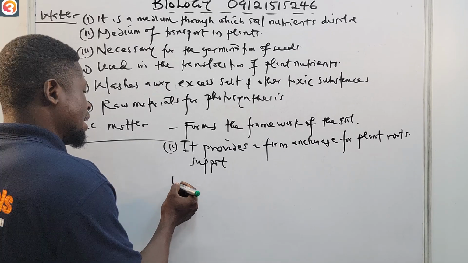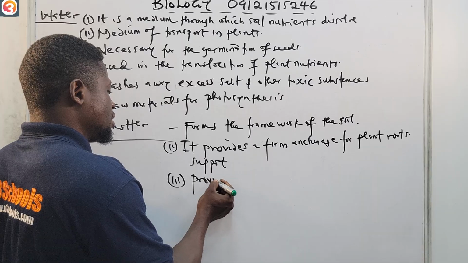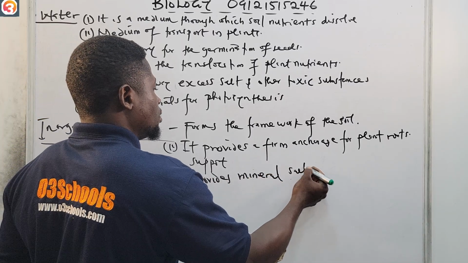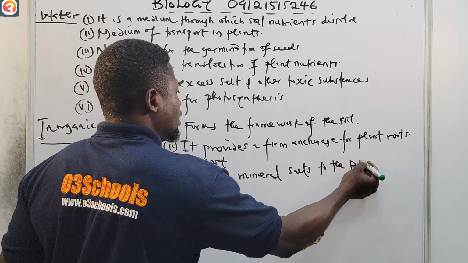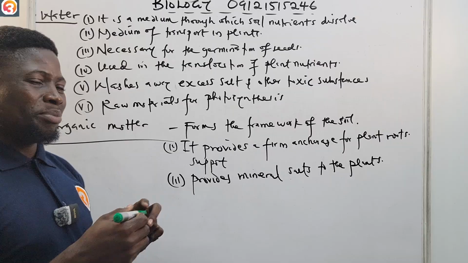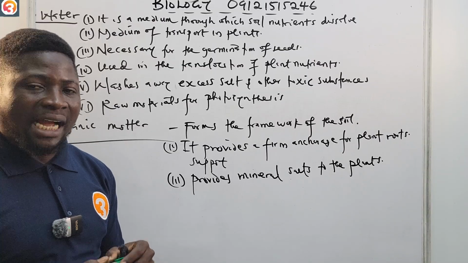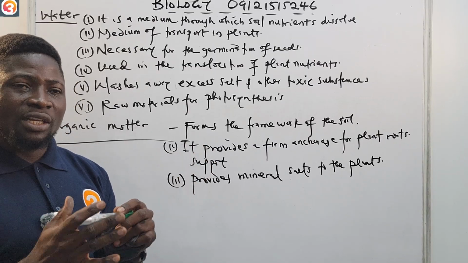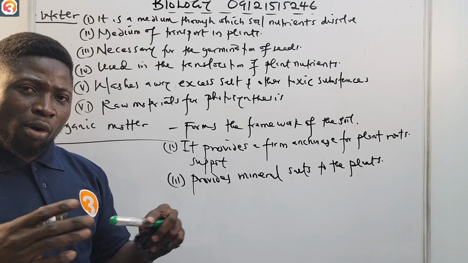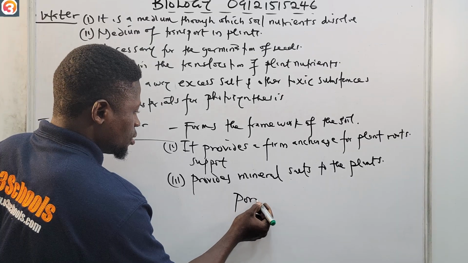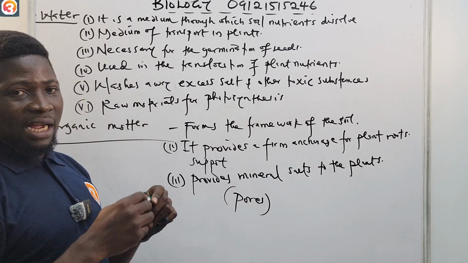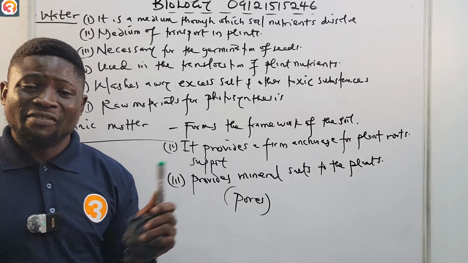It also provides the plant with mineral salts, and it has pores in between them, which are covered by air and water. It has pores between them that are occupied by air and water. So inorganic matter is also very important.